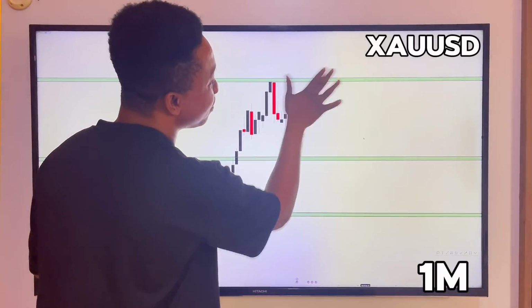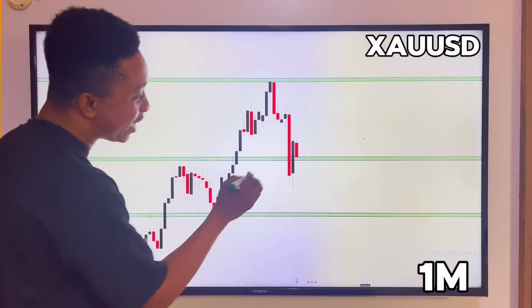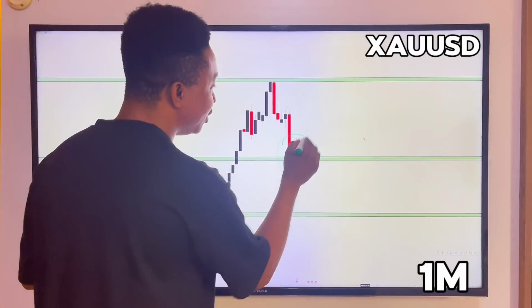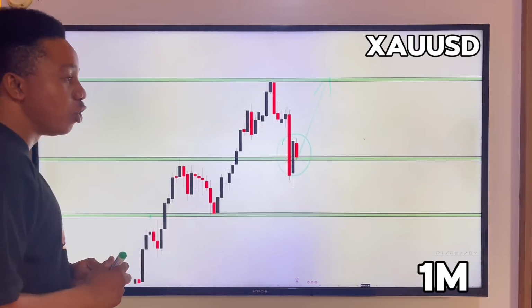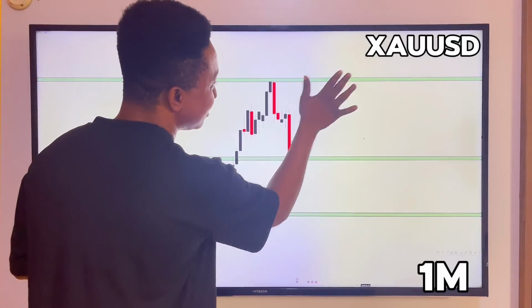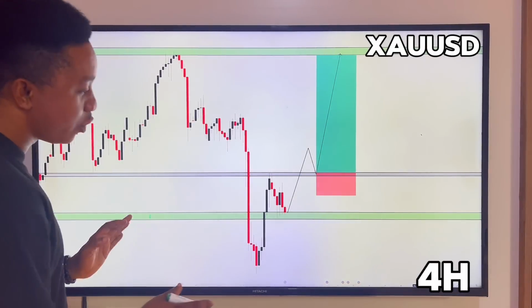How are we going to be able to pick our entry? Let's take it further to the 4-hour time frame. Understand what exactly is happening over here on the 4-hour before you pick your entry to the upside on gold. So gold, taking it all the way to the 4-hour time frame to complete the technical analysis. Alright, so this is gold on the 4-hour time frame.